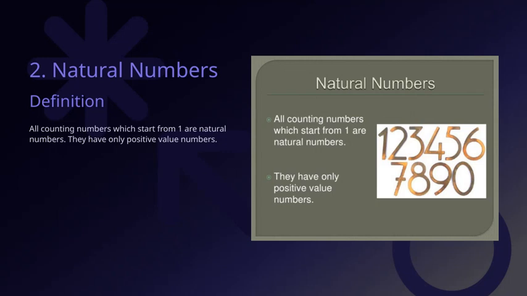Let's talk about natural numbers. These are the counting numbers we use in everyday life. They start from 1 and go on infinitely. The key thing to remember is that natural numbers only have positive values, meaning they are greater than 0. There are no negative numbers or fractions here. They are the foundation of many mathematical concepts because they help us count objects, measure quantities, and understand the basic structure of numbers. So, whenever you're counting, you're essentially using natural numbers. They are simple but incredibly important for building more complex math topics.